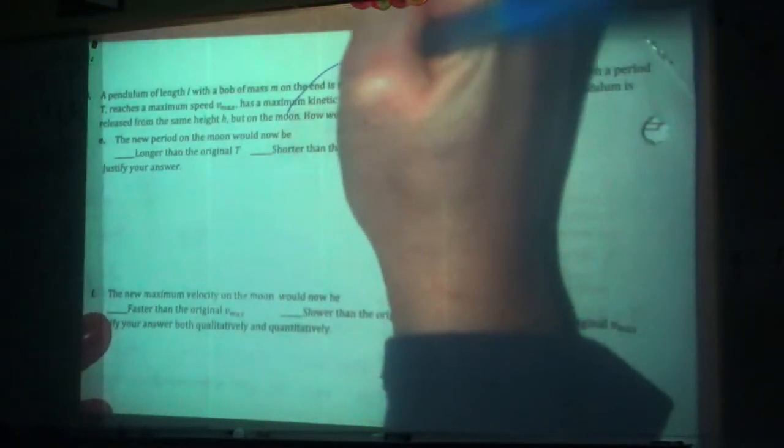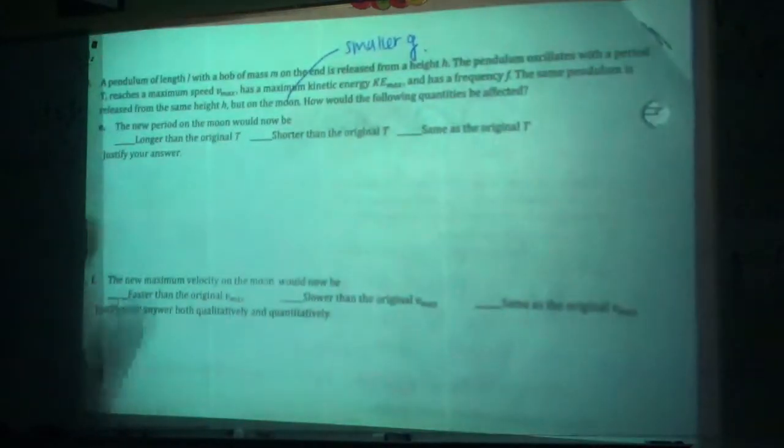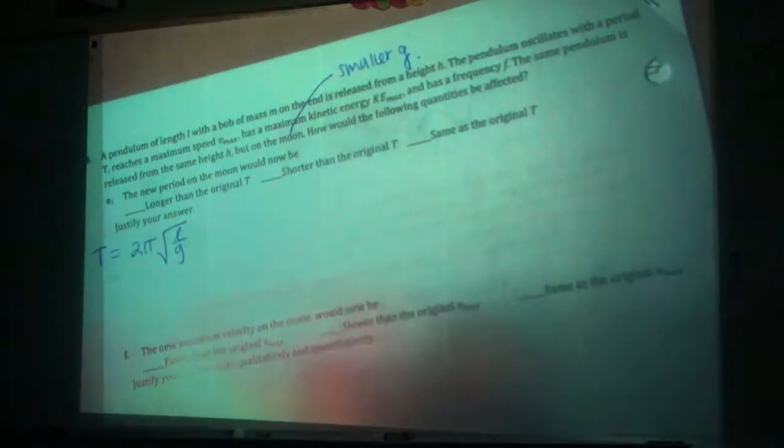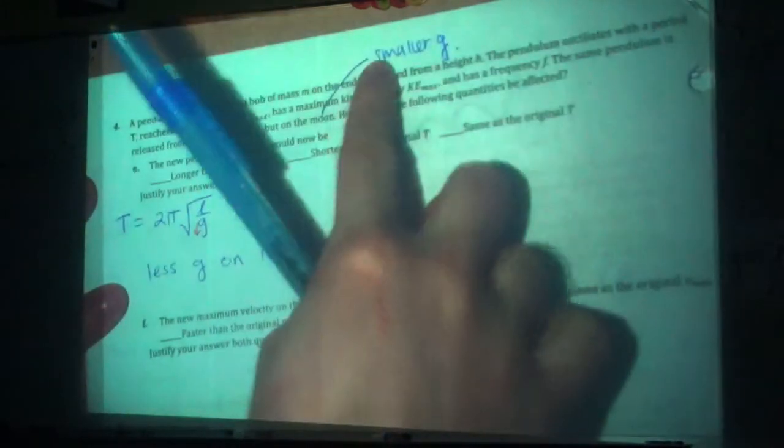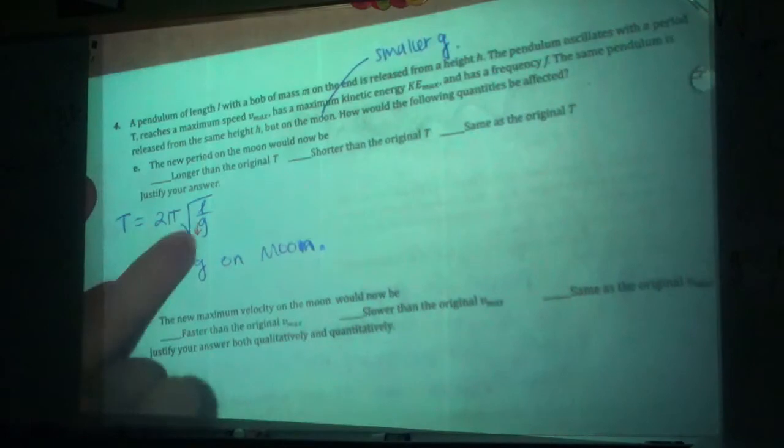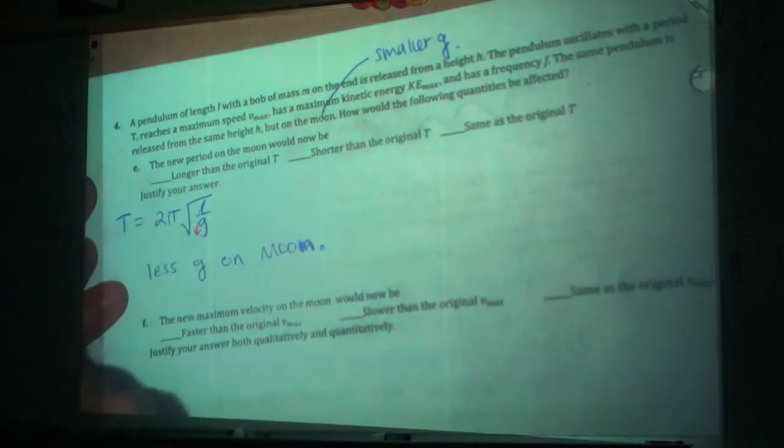Well, if I go to the moon, the moon has a smaller acceleration due to gravity, or a smaller g. So what does a smaller g do to all of the following? Period: the period for a pendulum is 2 pi square root of L over g. If you decrease g, you have less g on the moon. The first point is that g is smaller on the moon, so if I'm dividing by a smaller number, I'm going to get a greater period.